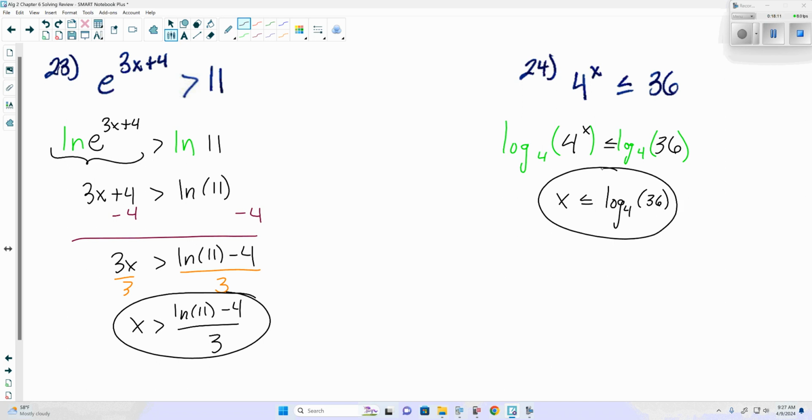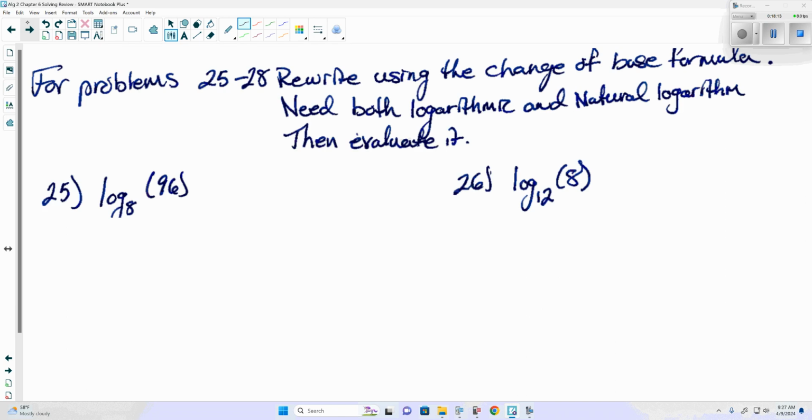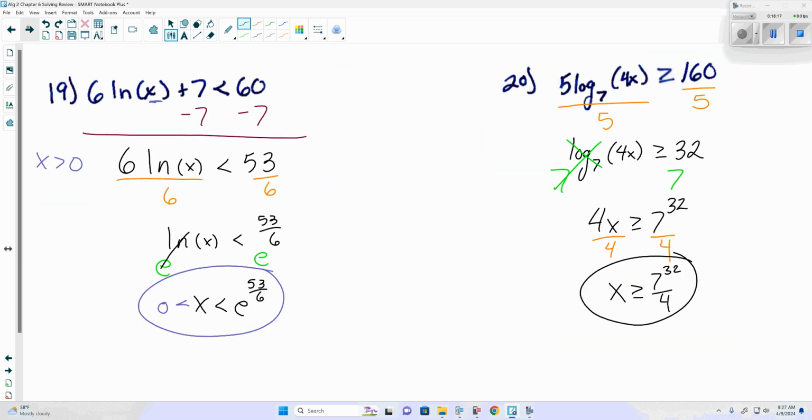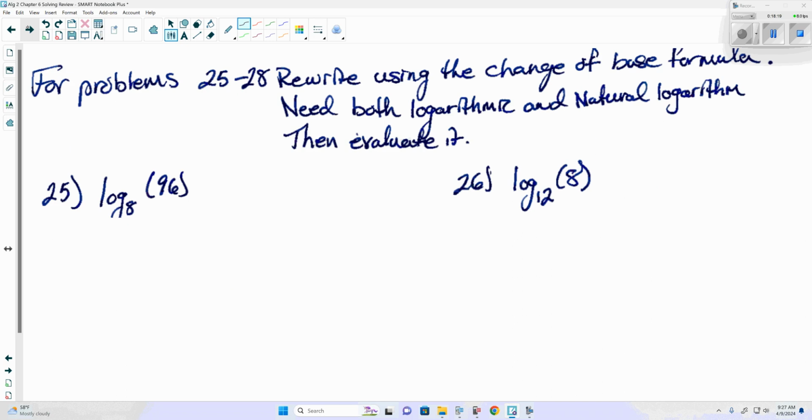Questions on 24? Okay, good. I thought it was going to 27. 25 through 28, I added these on. We technically covered them before the last test, but I didn't put them on there.